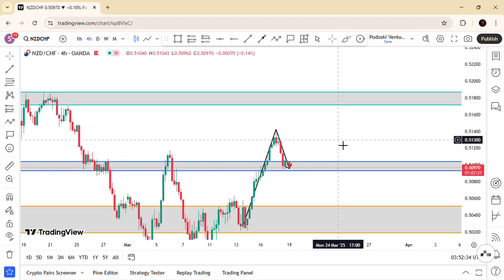Like I promised yesterday, I dropped the NAS 100 signal on my TikTok account. You could go check it out before it hits stop loss. Today too, if I see the candle confirmation on NZDCHF, I'll probably drop it on my TikTok account and you can go check it out.